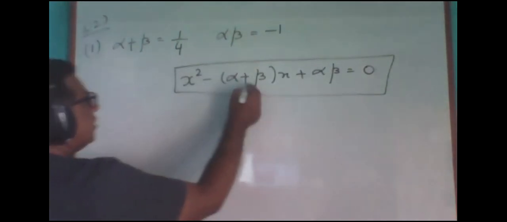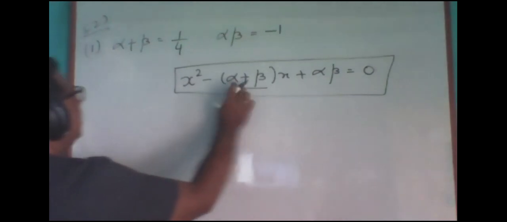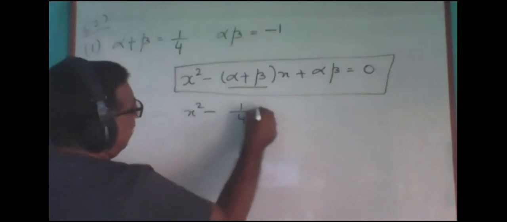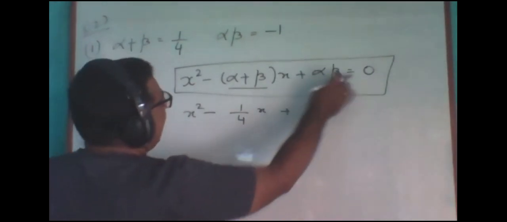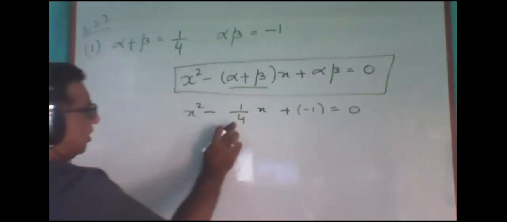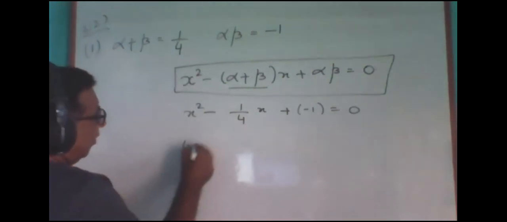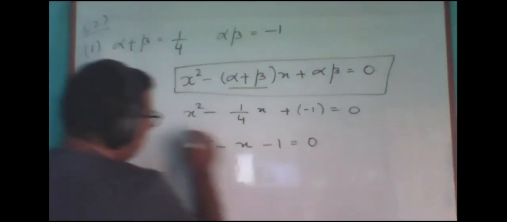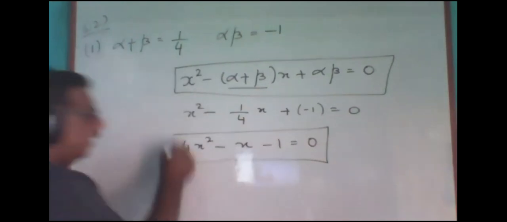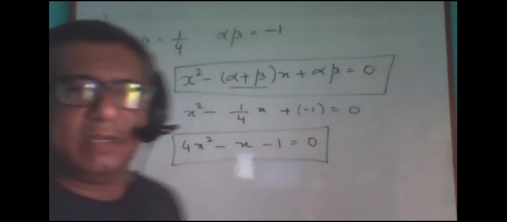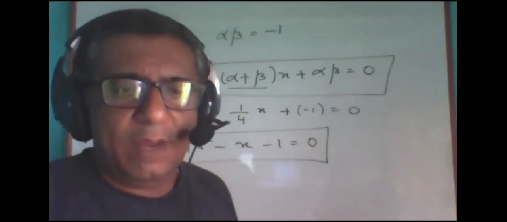Now what you do, the sum of the zeros is given to you. What is the sum of the zeros? 1 by 4. x square minus 1 by 4 x plus alpha into beta. What is alpha into beta? Minus 1. So now see, take the LCM: 4x square minus x minus 4 equal to 0. Was this the answer earlier by that method? Yes, this is the direct method. Please note it down. This is the direct method which you can use.